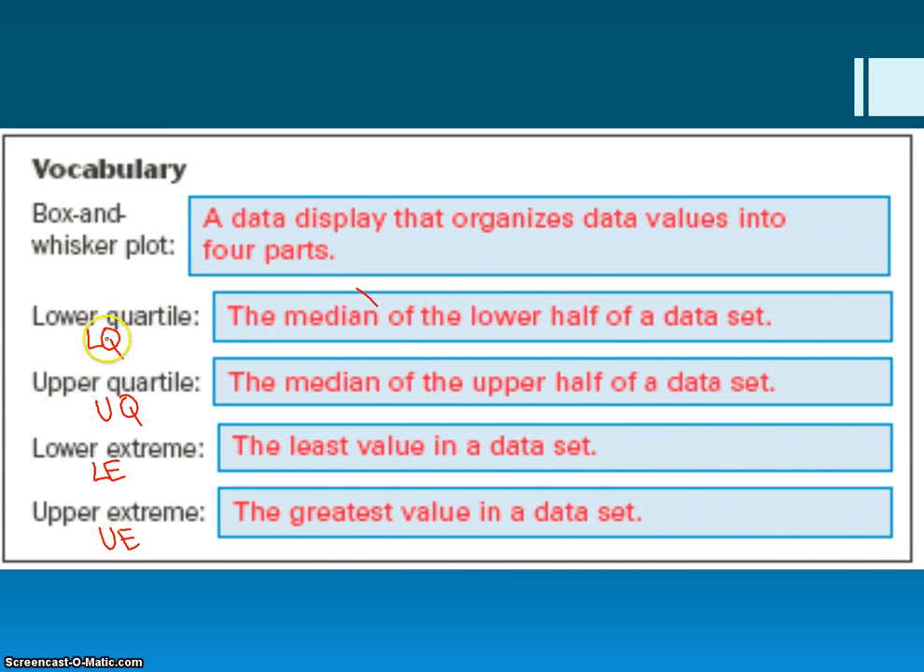When you make a box and whisker plot, you do also want to find the median, which is the middle value in a data set. Again, we label the median as M. These 5 vocab words are the 5 numbers you need to make a box and whisker plot.